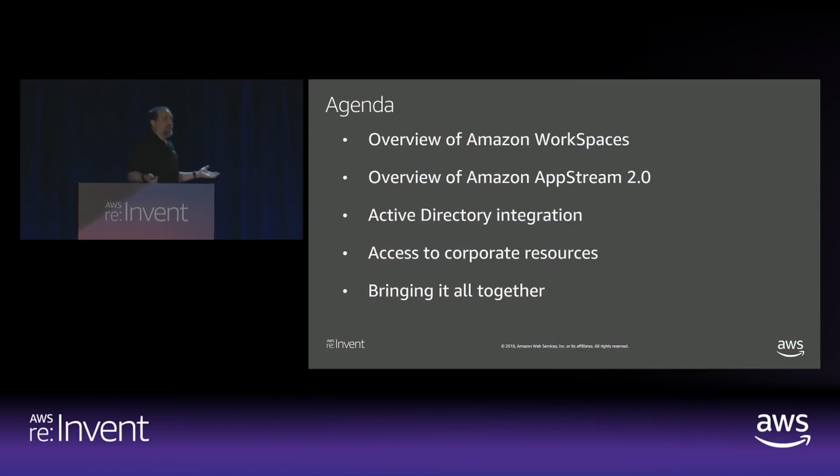So today we're going to go over a brief overview of the WorkSpaces and AppStream services. We'll talk a bit about the WorkDocs integration with those products. We'll talk about Active Directory integration considerations in your environment, how you grant access to corporate resources, network configuration, etc. And then we're going to bring everything together at the end with a demo.